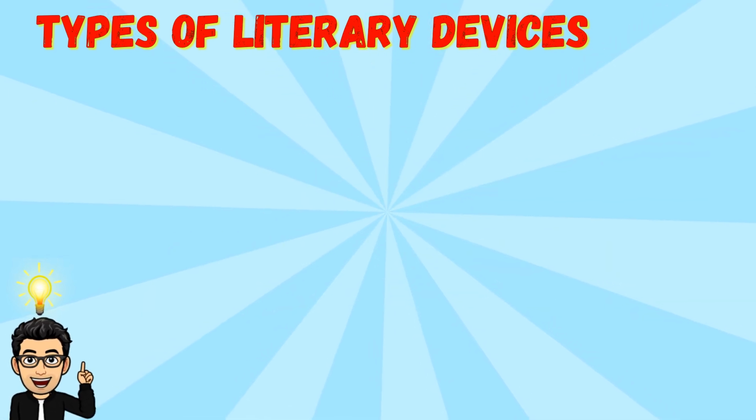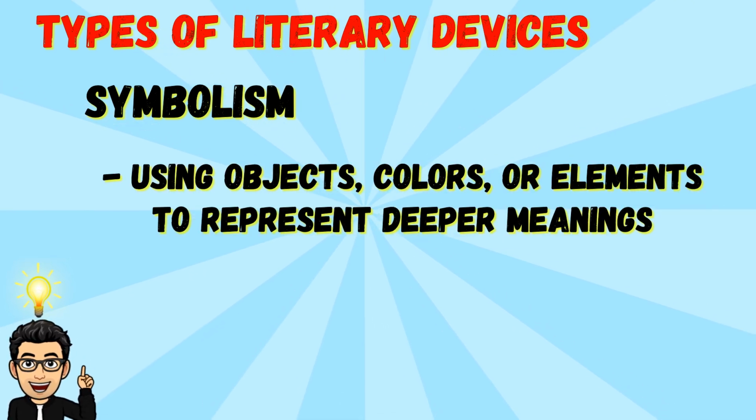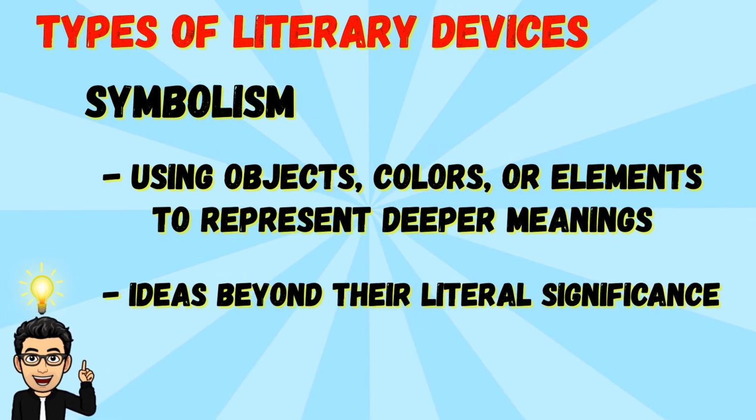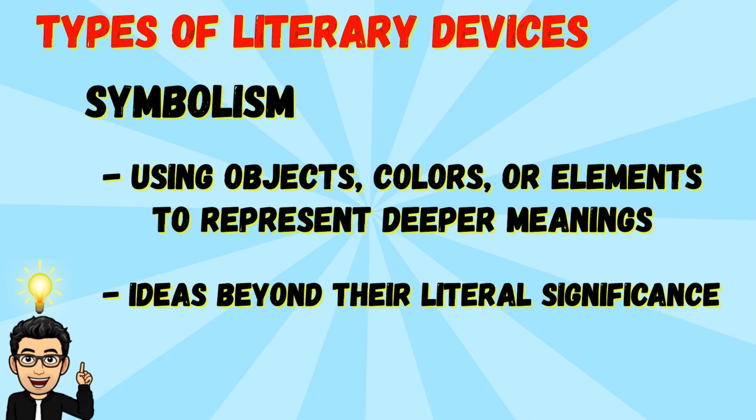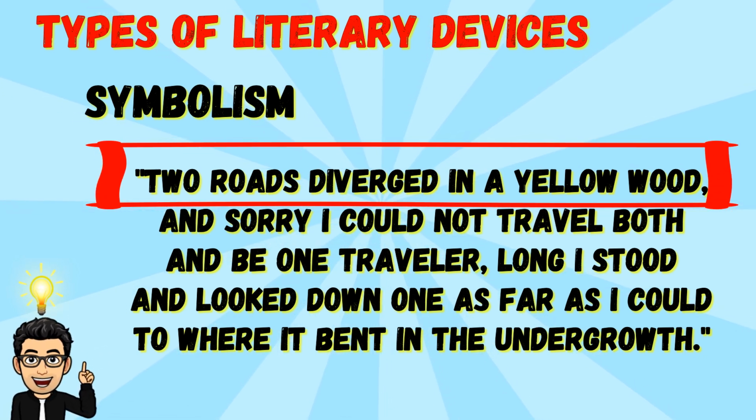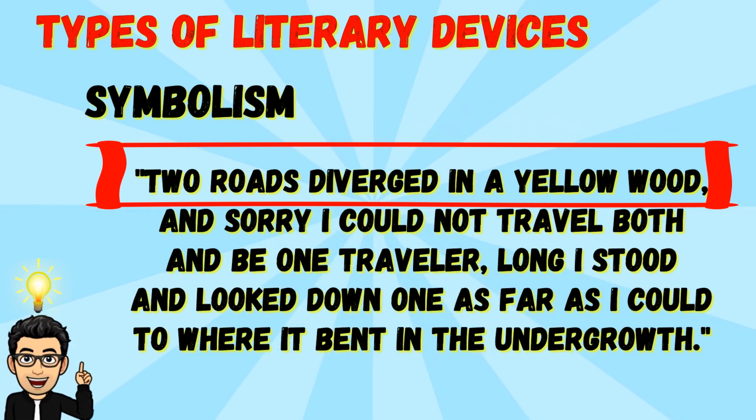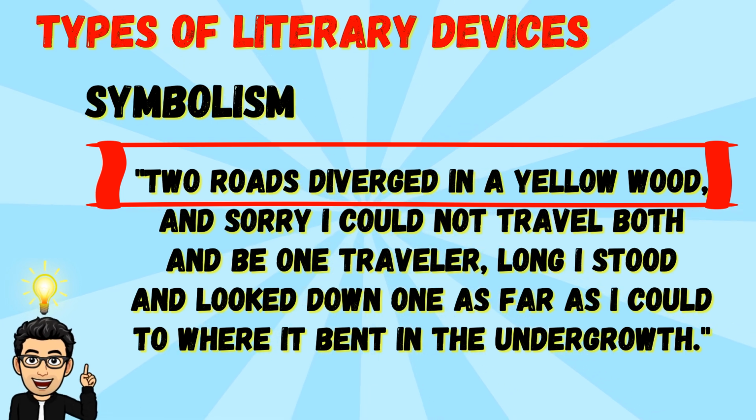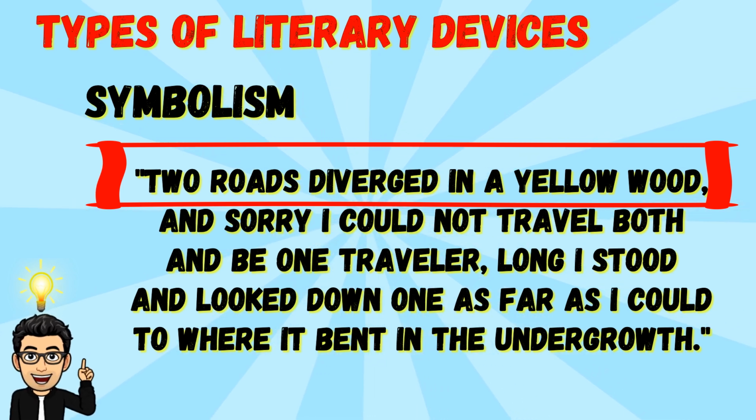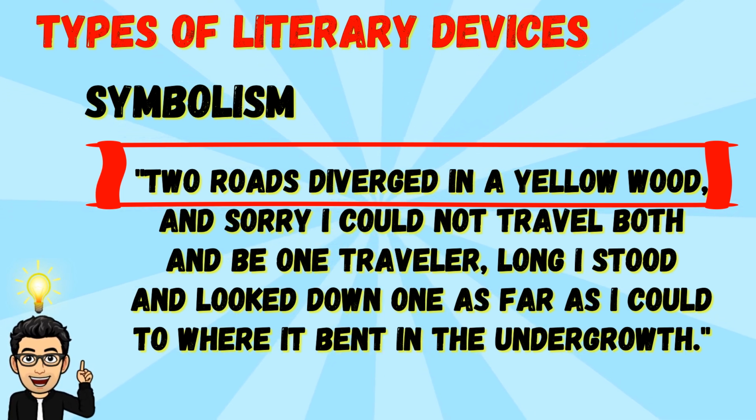We also have symbolism. Symbolism is using objects, colors, or elements to represent deeper meanings or ideas beyond their literal significance. Here's an example of symbolism from the poem The Road Not Taken by Robert Frost. In this poem, the two roads symbolize the choices or decisions that the speaker must make in life. The roads are not just literal paths in a forest, they represent different directions the speaker's life could take. The road the speaker chooses symbolizes the choices we all make and the impact those choices have on our lives. The poem reflects on the nature of decision-making and the inevitability of choosing one path over another.